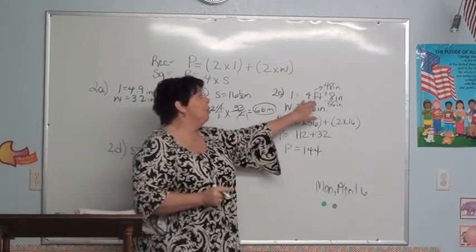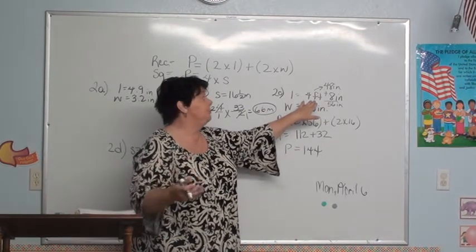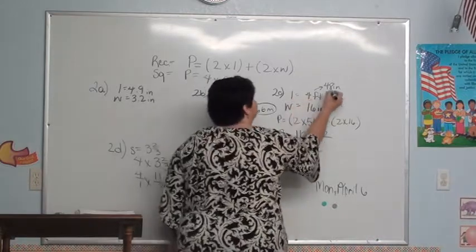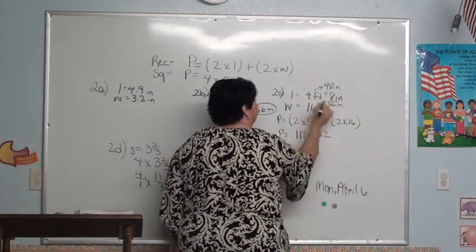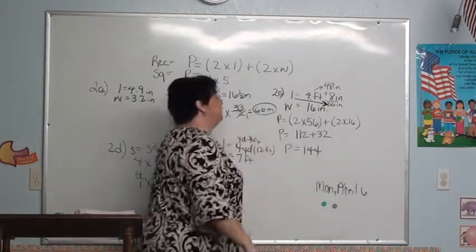So you've got 4 times however many inches are in a foot. So it's 4 times 12. So you have 48. 4 feet is equal to 48 inches. You add the other 8 inches and you have the length of 56 inches. The length is 56 inches.